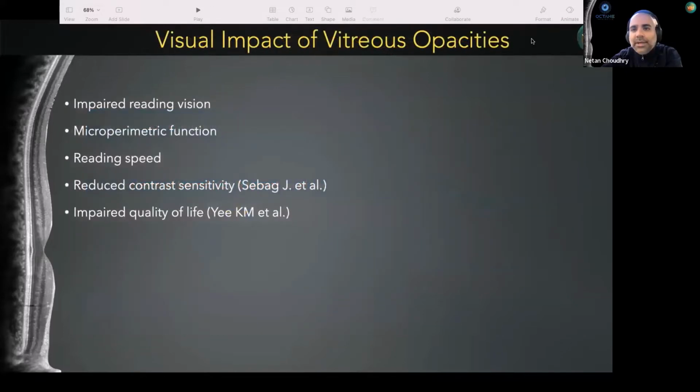And so, it was touched upon earlier in terms of the impact on visual function. We've seen study over study talking about impaired reading vision, microperimetric function, reading speed, contrast sensitivity, and of course, quality of life, as we saw with the AJO article that Dr. Ahmed presented upon. But when I'm speaking to my patients, as I mentioned earlier, really trying to tease out what is the impact to their life.